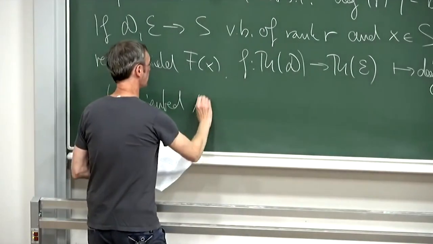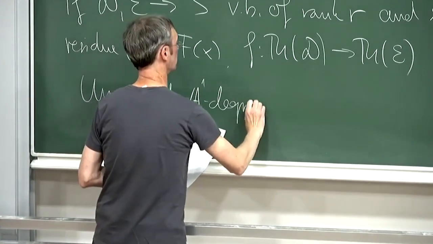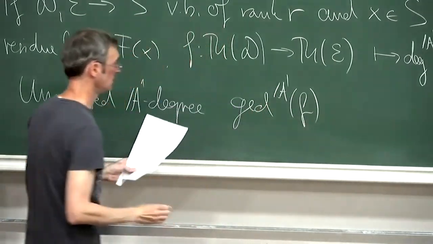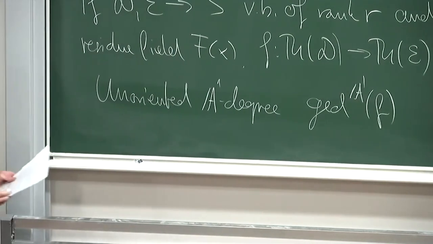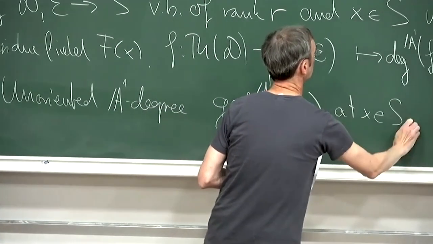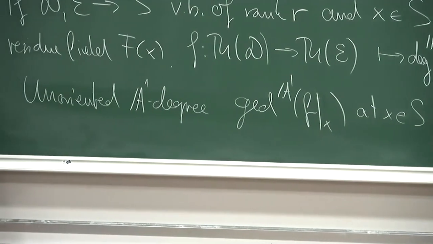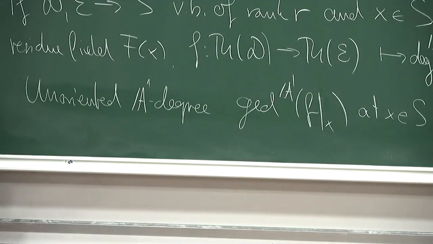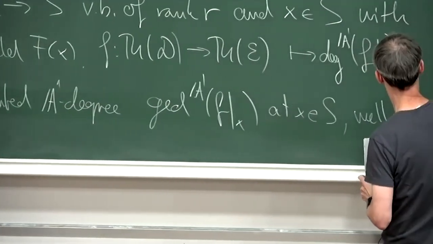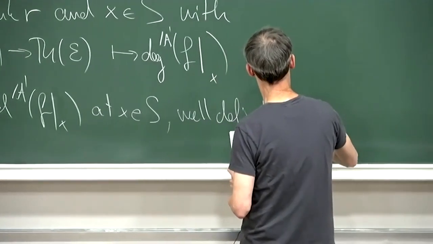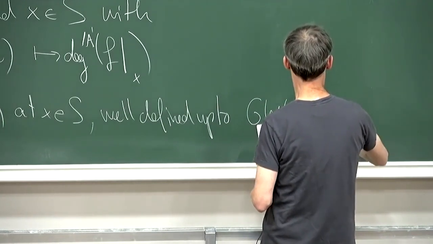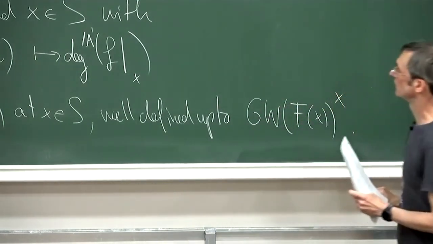Okay, so we have an unoriented A1 degree, and let me denote this by GD A1 of F, for a point X. And then the most prominent case will be where X is a generic point. So this here is well defined up to multiplication by units in the Grothendieck-Witt ring.